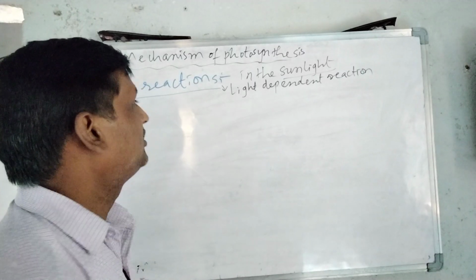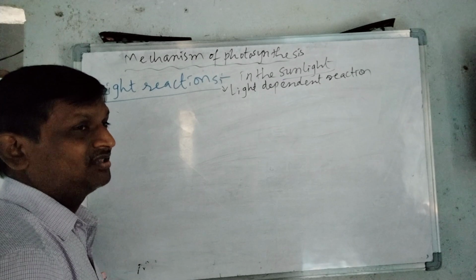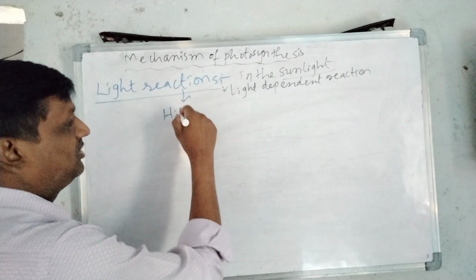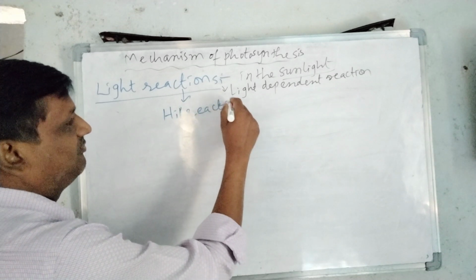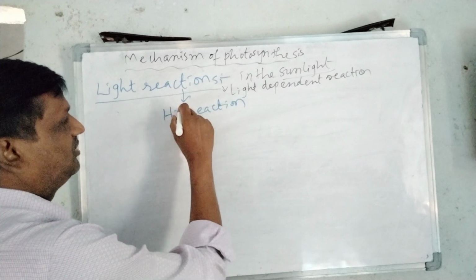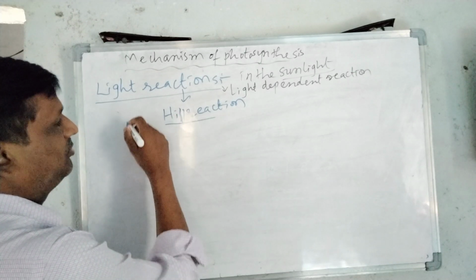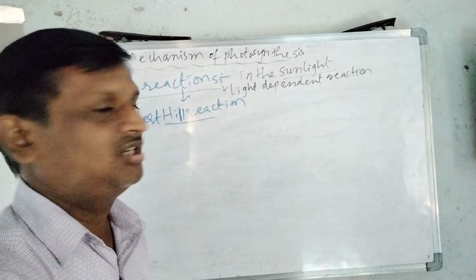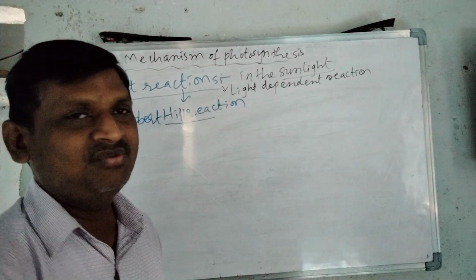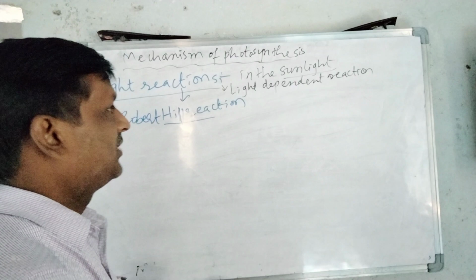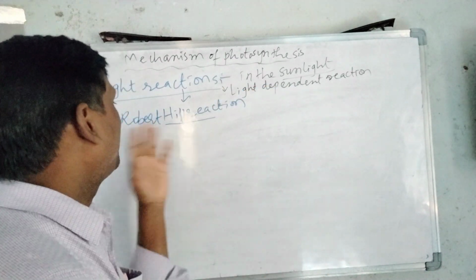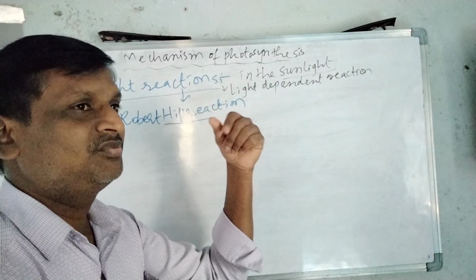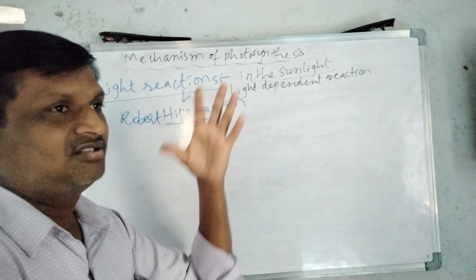Next, an important thing: the light reaction was discovered by Robert Hill, so it is also called the Hill reaction. Who discovered this? Robert Hill. So that is called the Hill reaction. Three names are there: light reaction, light dependent reaction, and Robert Hill reaction or Hill reaction. Three similar names, because of their characteristics.